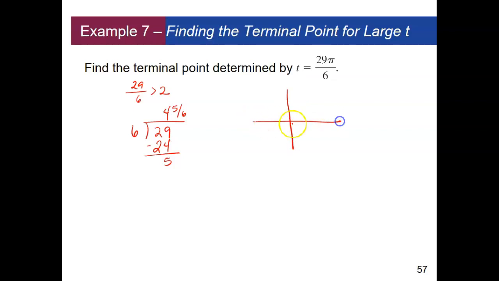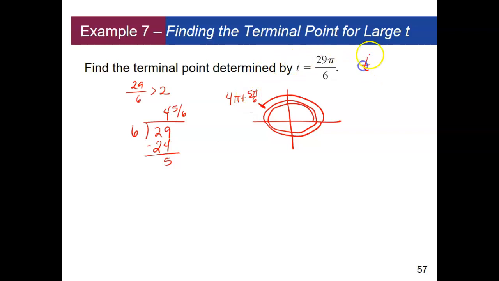So basically when I go to do this problem, I've got to go around 4 and 5/6 times. So if you count with me, this is going to be 1 pi, then I'm going to be at 2 pi, 3 pi, 4 pi, and now I need to go 5/6. So 5/6 is actually going to take me over here. So this is the place that I'm going to be at. So 4 pi plus 5 pi over 6 is going to take me to this location, and that's the same as this 29 pi over 6.